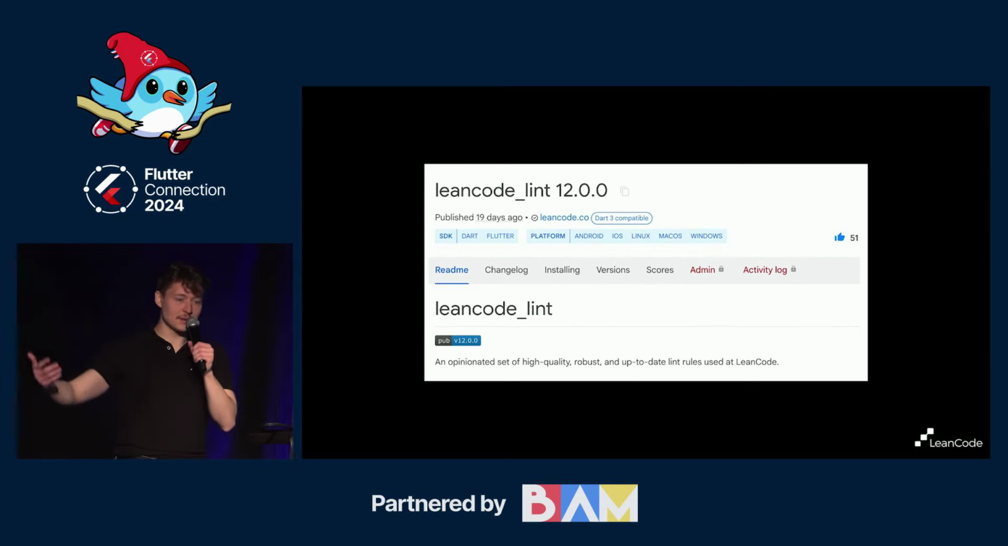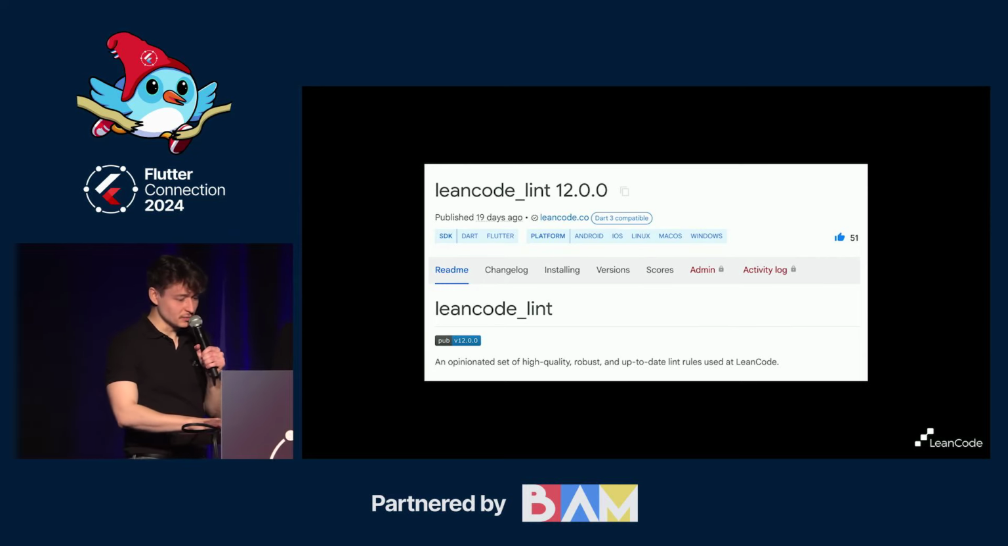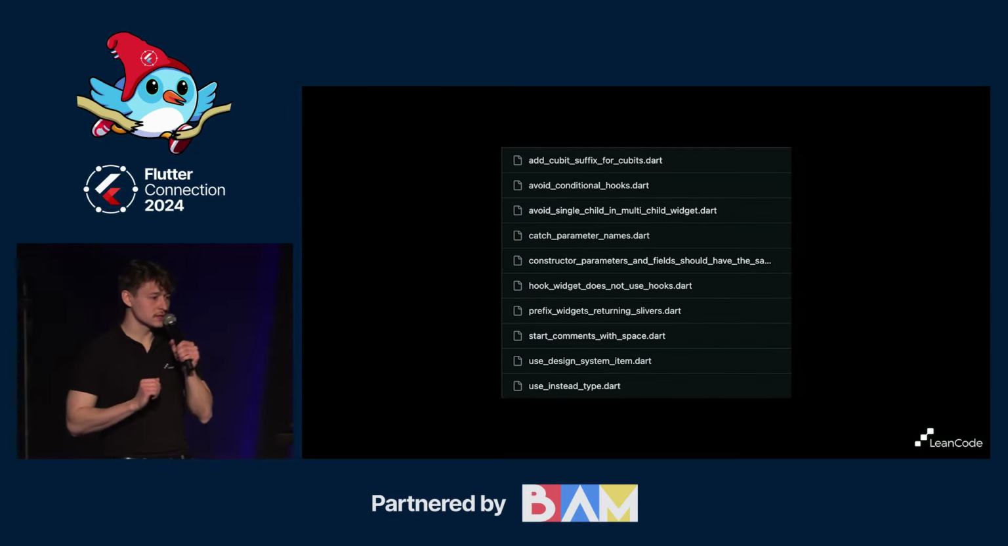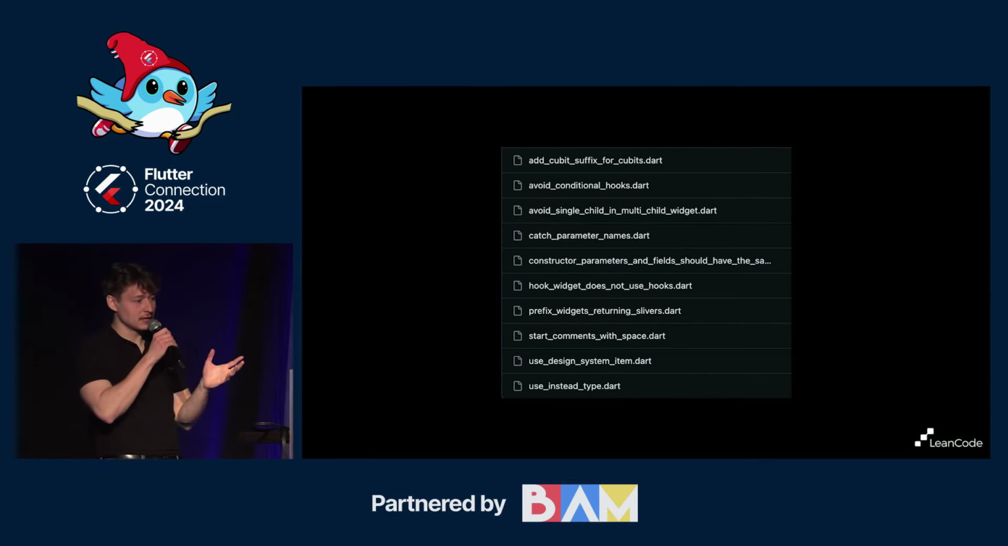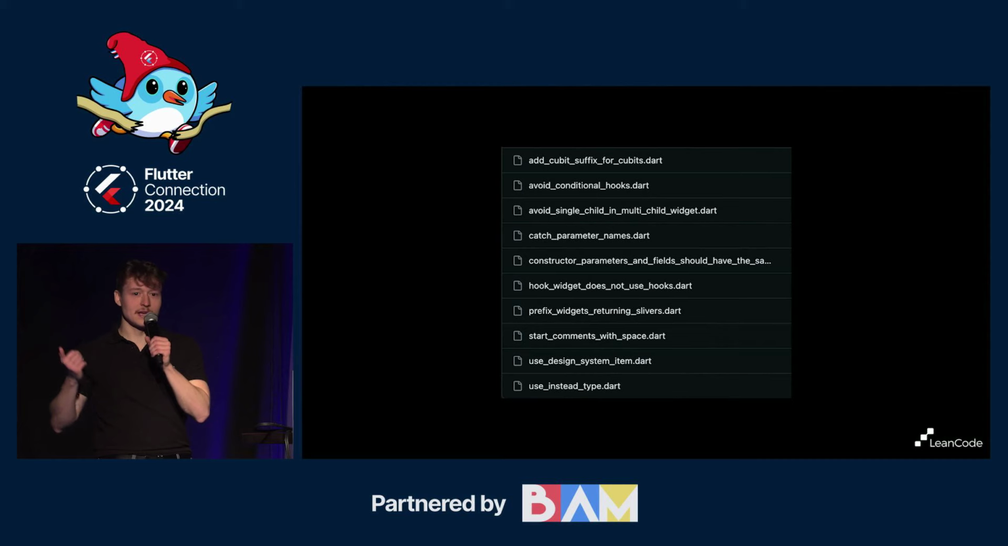The basic thing is that we just have our own analysis options YAML file. But it's not only that. We also use some custom lints, and they are, I think, the most interesting stuff. For example, we check if your Cubit name has Cubit at the end, like the suffix, or for example, avoiding conditional hooks, which is very important, because one thing that you can misuse about hooks is that you can put them in an if condition, for example, and it's important that you shouldn't do that. You can do that, and we have a custom lint about it. Also, for example, if your HookWidget does not use hooks, then we can detect that.